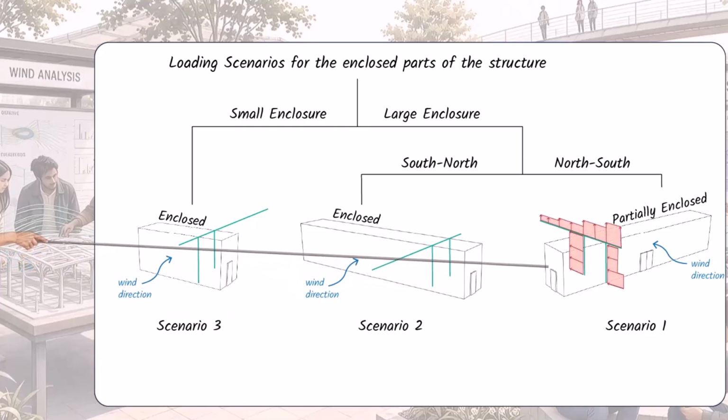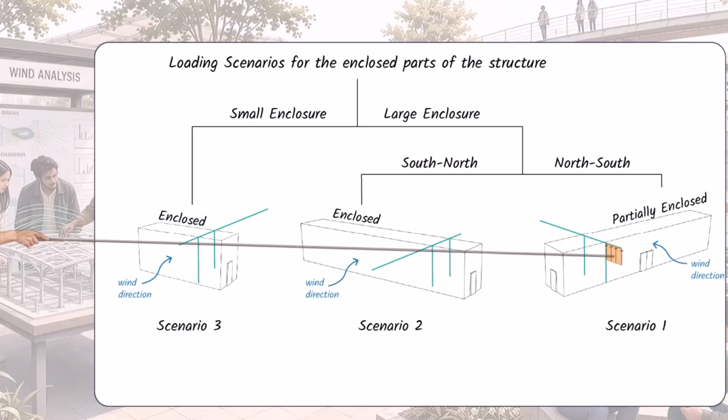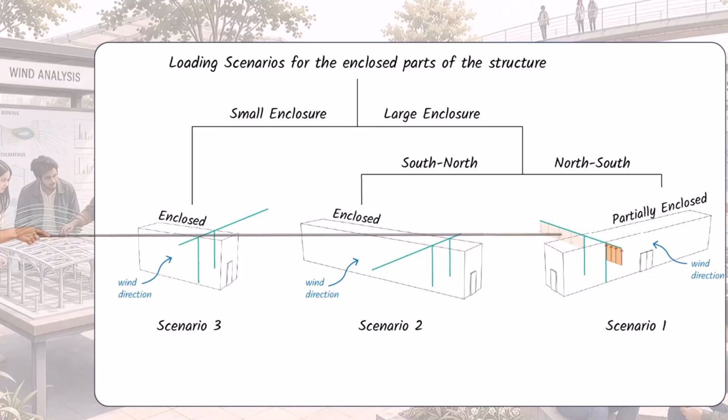In scenario 1, we must determine both the external pressures and the large internal pressure associated with a partially enclosed condition. In this situation, the short cantilever of the roof is on the windward side. This means the wind produces positive pressure under the short cantilevered portion and negative pressure under the long cantilevered portion of the roof. In scenarios 2 and 3, the calculations for external and internal pressures are identical, but the roof geometry relative to the wind direction changes.